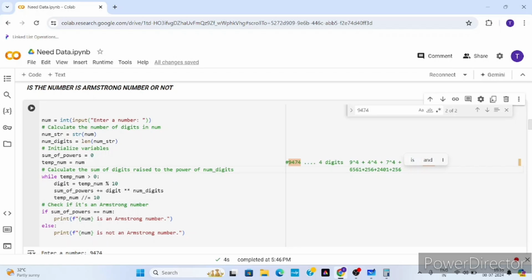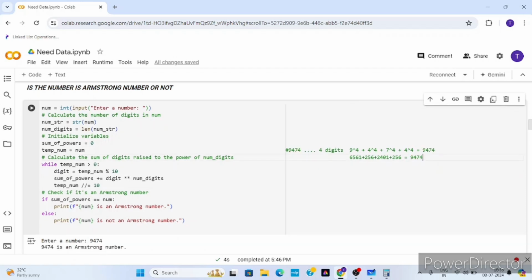First value 6561 plus 256 is equal to 9474, okay? So if this and this are the same, like our question and the value of this is the same, it is an Armstrong number, that's it. Let's take a number like 153. 153 is also an Armstrong number.